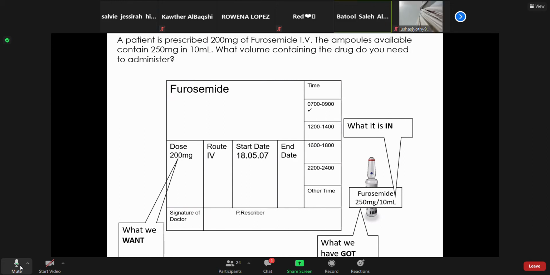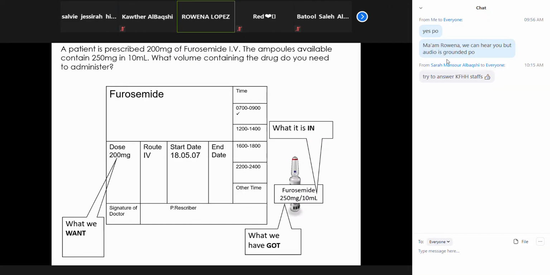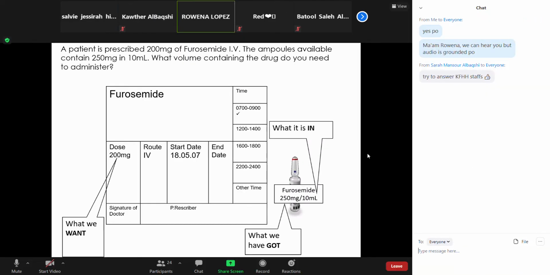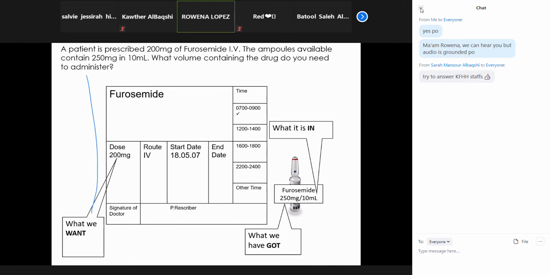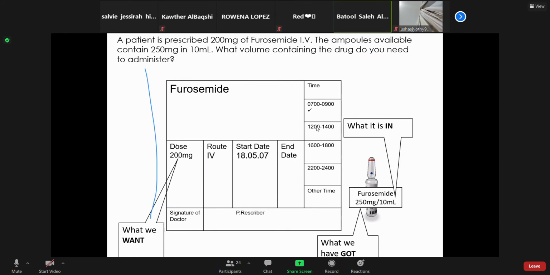8 ml. Okay, the patient is prescribed 200 milligrams of furosemide IV. The ampules contain 250 milligrams in 10 ml. So what volume? 8. Okay, 8 ml?